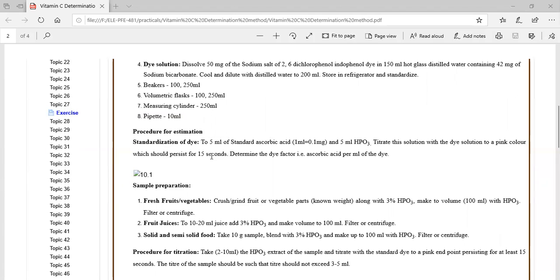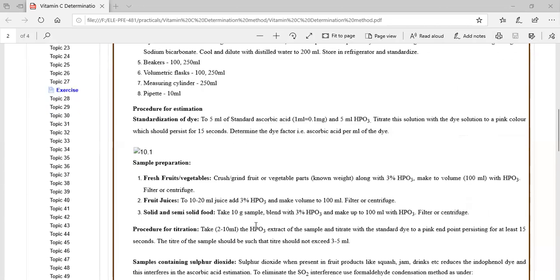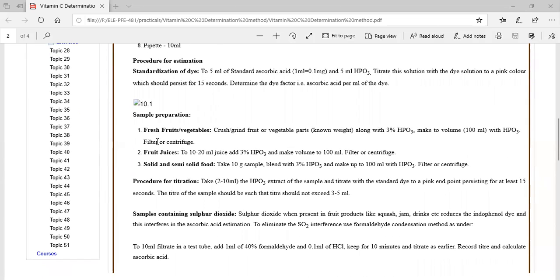Standardization of the dye is very important. Take 5 ml of standard ascorbic acid and 5 ml HPO3. Then titrate this solution with the dye solution to a pink color which should persist for 15 seconds. And determine the dye factor, that is, ascorbic acid per ml of the dye. Then sample preparation. Here you have to take the fresh fruit or vegetable. It is crushed or ground, or the whole fruit.